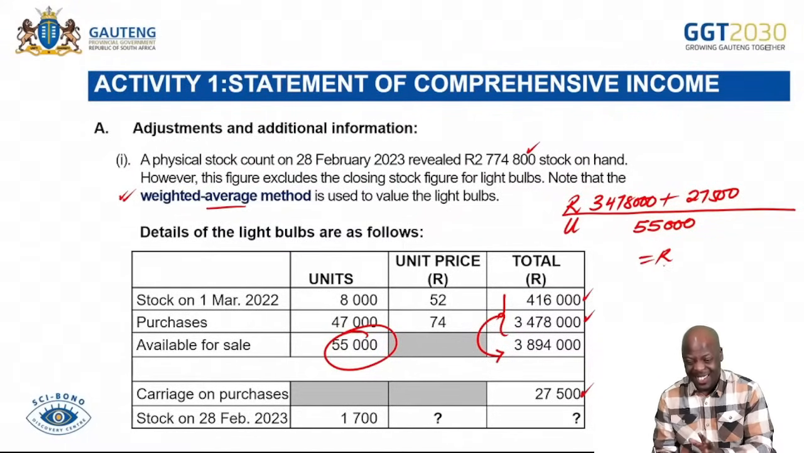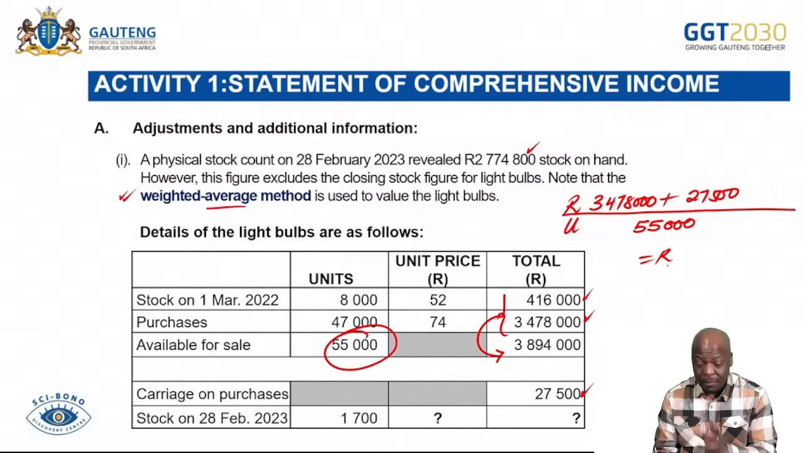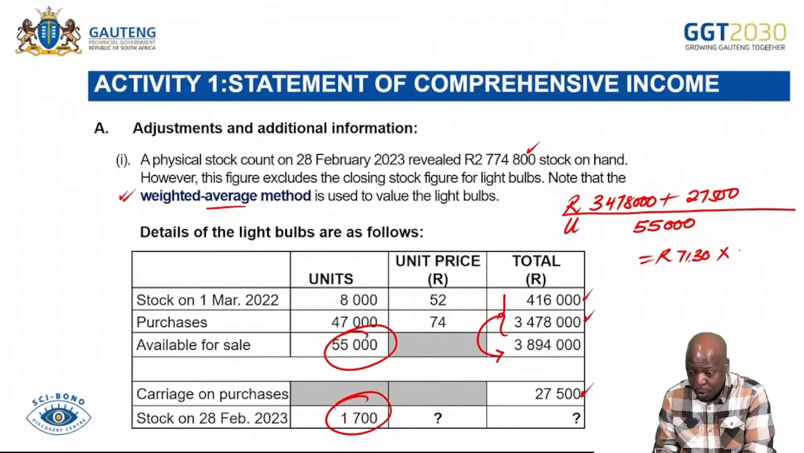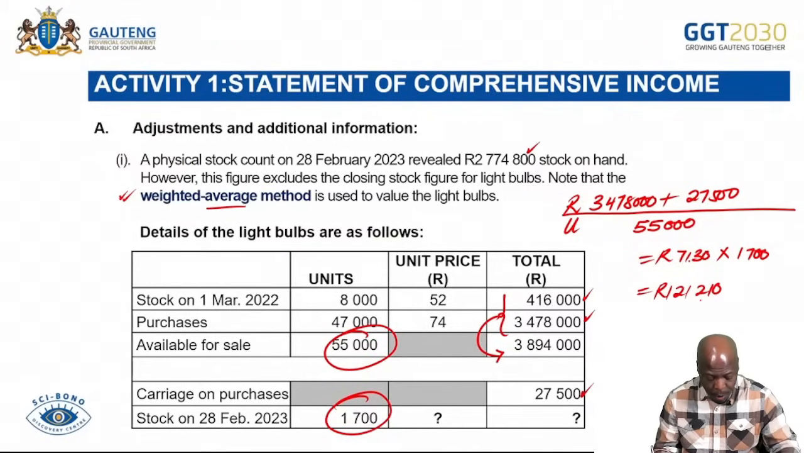know I need your calculators ready now. How much is that going to be? Say it again, 71 Rand 30. Then you now say, this is your average price per unit. You multiply it by your closing stock, which is your 1,700. And then that will give you your 121,210. So this therefore becomes the value of stock which was not recorded.